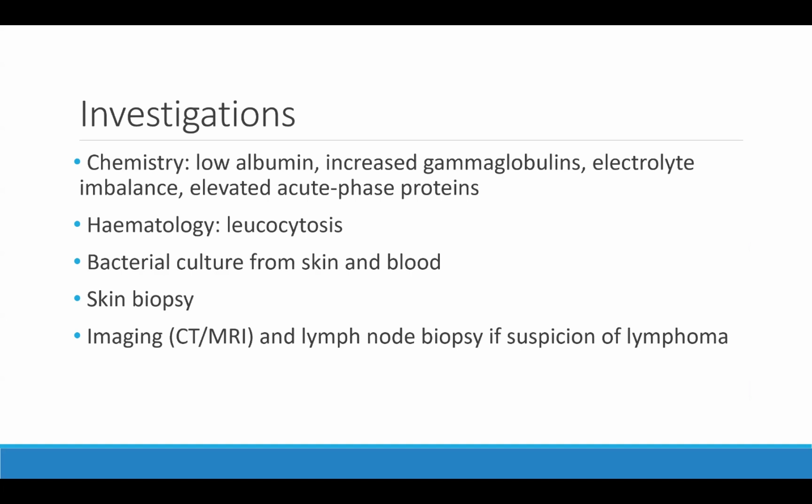Investigations. For chemistry, they have low albumin with increased gamma globulins, electrolyte imbalance, as well as elevated acute phase proteins. You can present with leukocytosis. Bacterial culture from the skin and blood may be needed. And as mentioned, skin biopsy is important. You want to look at what the underlying cause is, and this may need to be repeated over time. Patients may require imaging with CT or MRIs and lymph node biopsies if there is a suspicion of lymphoma.